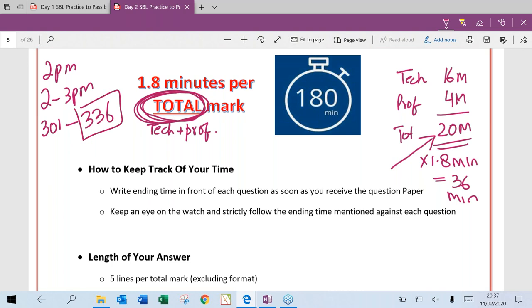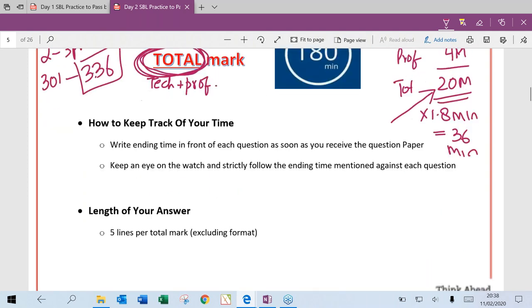You write 3:36 p.m. in front of the SFA question. You write the actual time when you have to stop. So they used to calculate the time based on 1.8 minutes and write those ending times in front of each question on the question paper, so that they can just see the ending time on their watch and manage themselves. Do you understand this technique? The game here is you write the ending time for each question as soon as you receive the question paper.